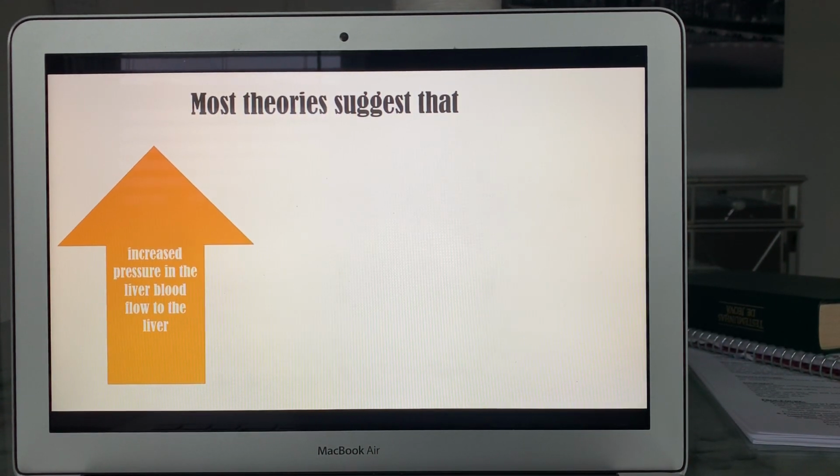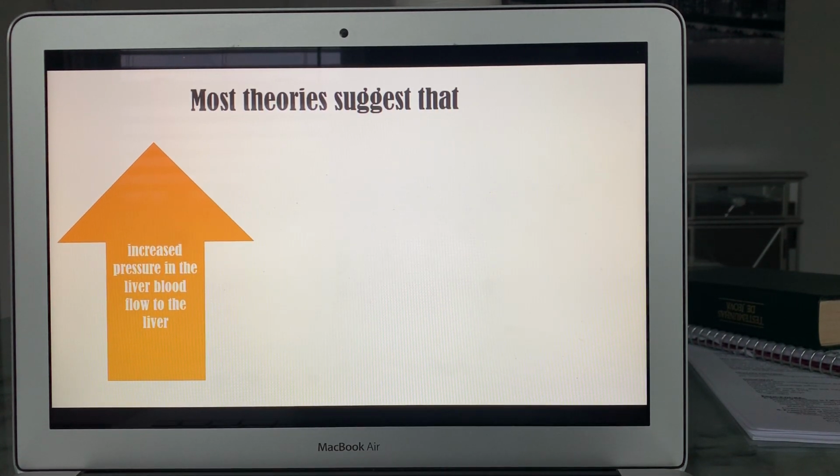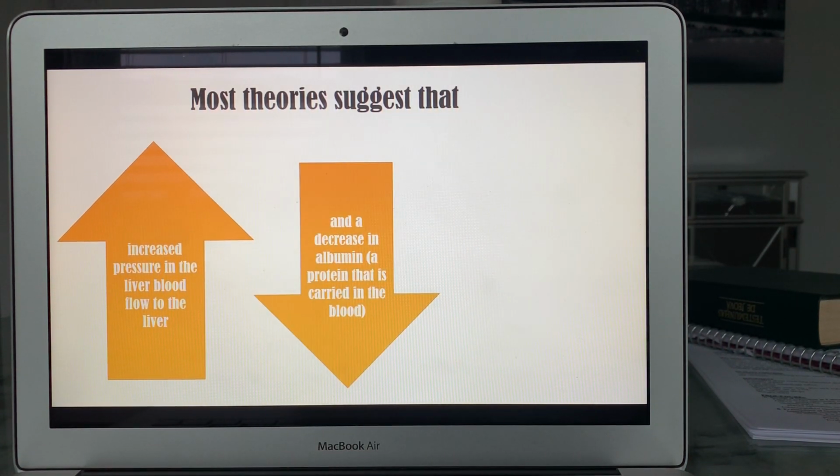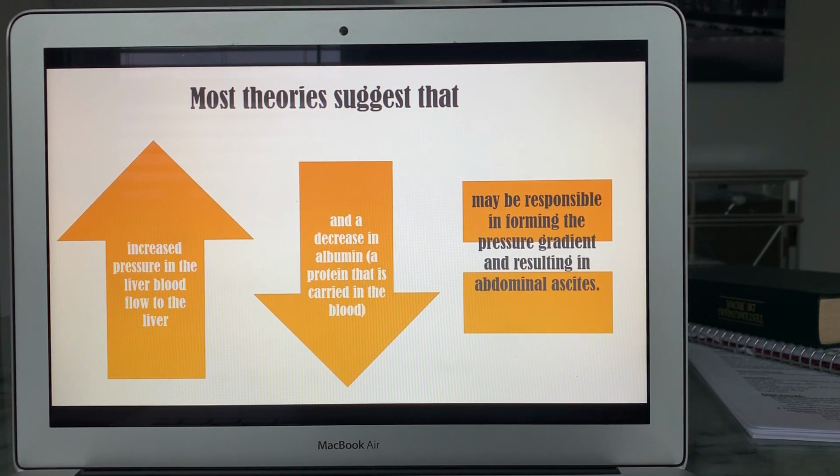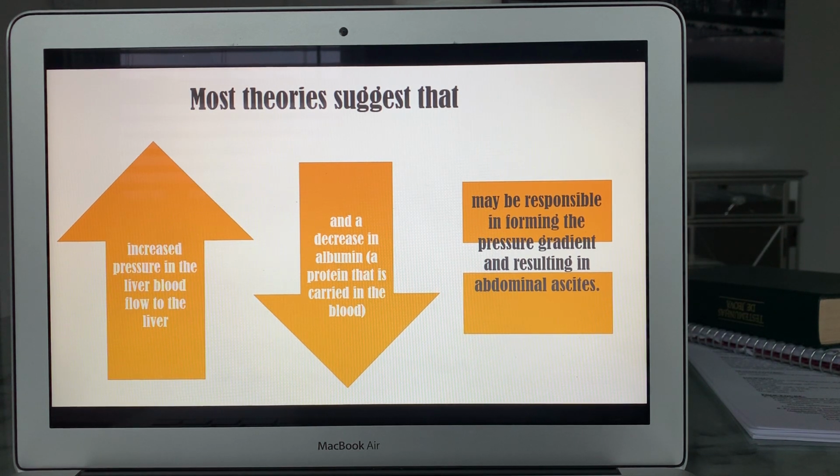Most theories suggest that an increased pressure in the blood flow to the liver, and a decrease in albumin, which is a protein that is carried in the blood, may be responsible for forming the pressure gradient, resulting in abdominal ascites.